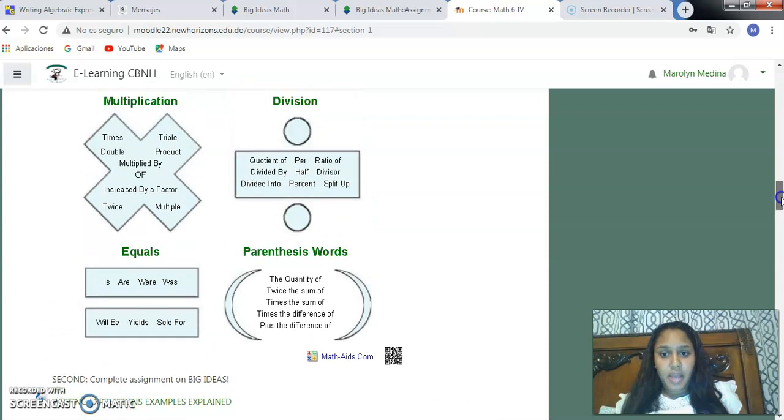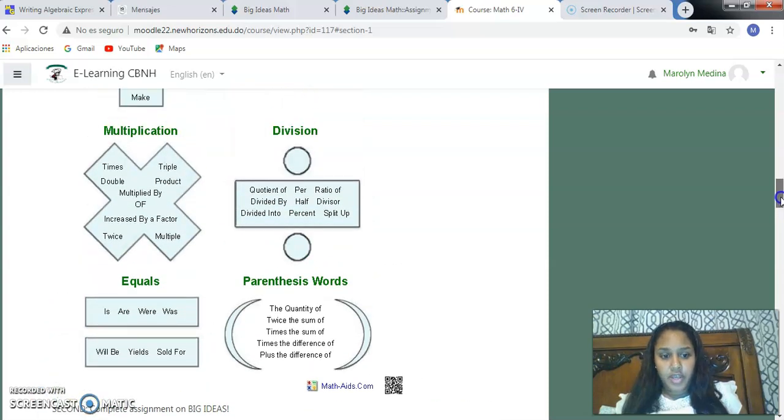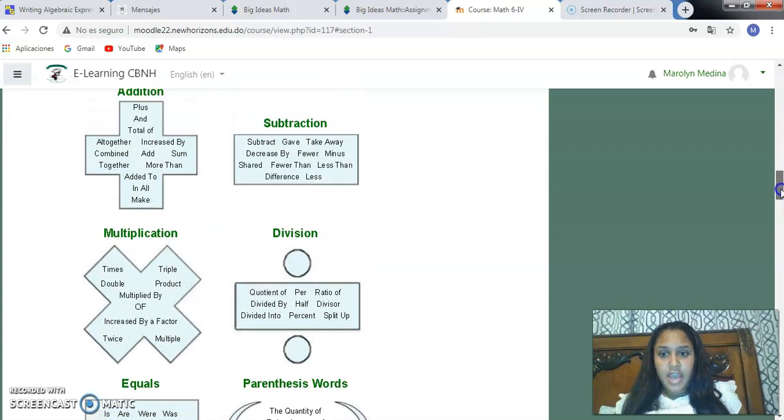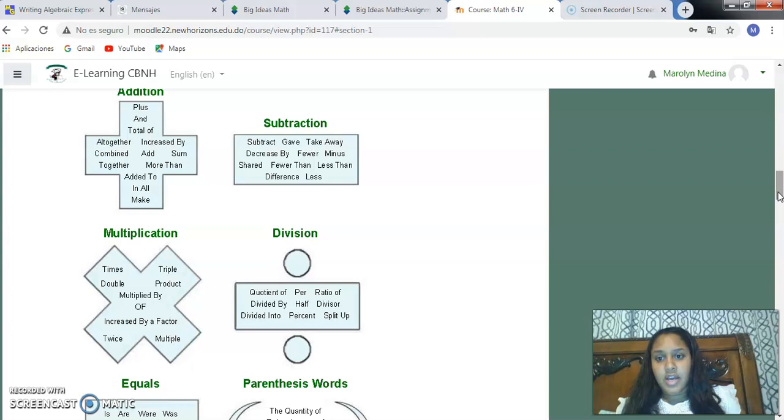As you can see, I'm going to start first with writing algebraic expressions. I put this list of words which are a guide for you guys to know which phrases or which words will give you a more clear idea of what you have to do on how to build the expression. For example, I have addition, we have plus, and, total of, increased, and so on.